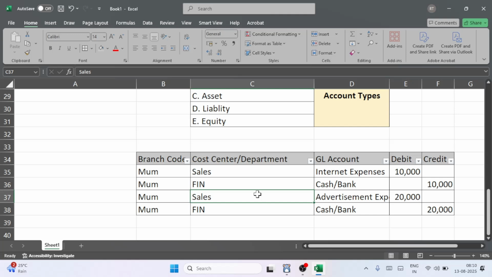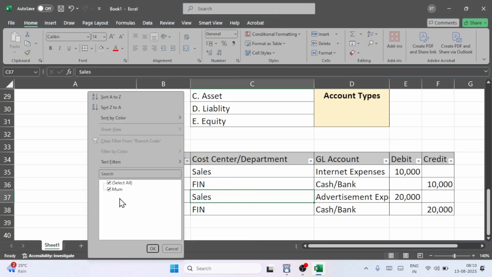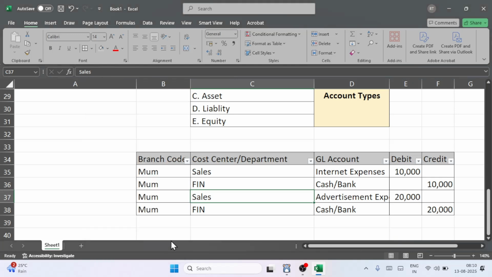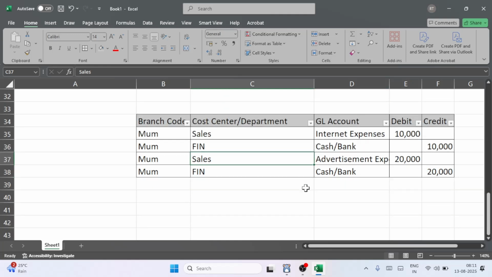Now, let's say management came and asked, give me the trial balance for Mumbai branch. Then we'll run it at the branch code segment level. Then what will happen? I will get the full financial report for my Mumbai branch, and we can give the same report to management also.